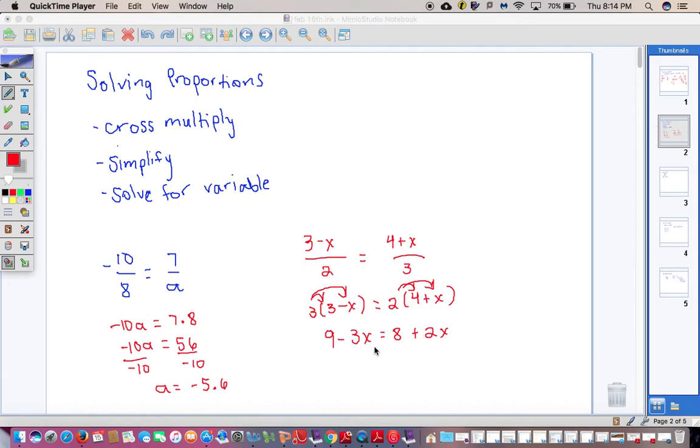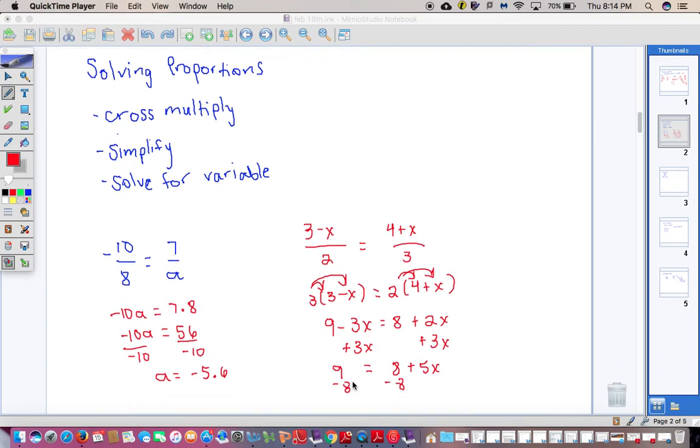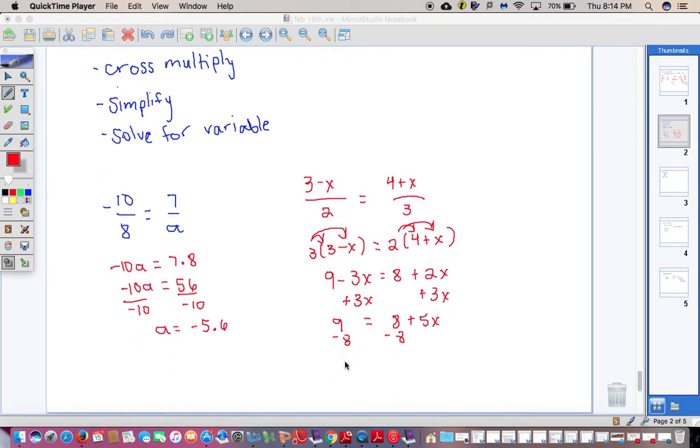And then we want to isolate our variable terms to one side of the equation. So I can do that by adding 3x to both sides. If I do that, I'm left with 9 is equal to 8 plus 5x. And then I would subtract 8 from each side. 9 minus 8 is 1. 1 equals 5x. And I can divide both sides by 5 to get that x equals 1/5. And that would be the solution that would make these two ratios equivalent to each other.